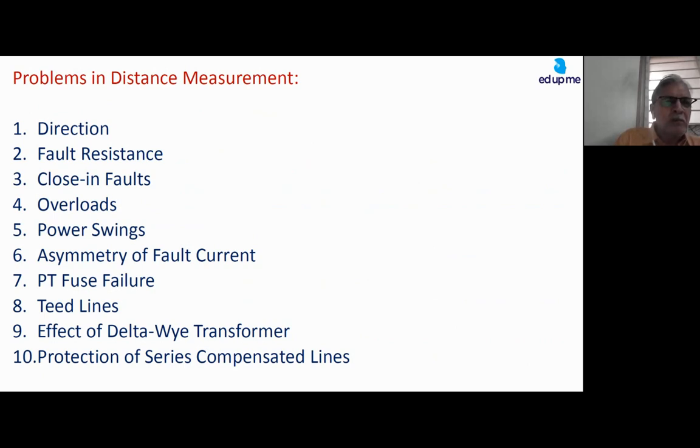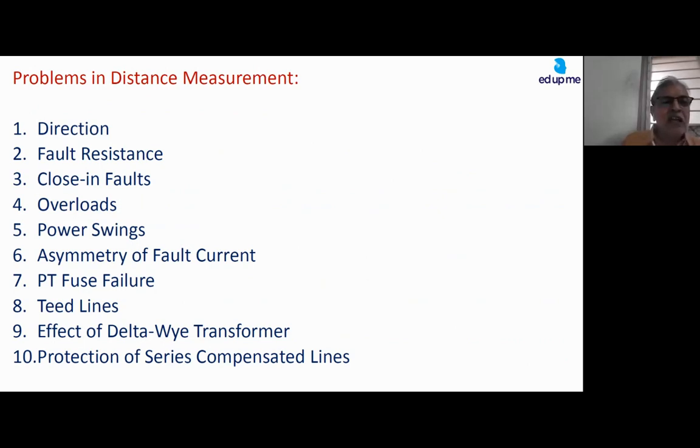So the problems are direction, fault resistance. The fault has resistance in it. Fault is not just a fault. There will be some fault resistance. Line to ground fault means tower resistance, soil resistance, many resistances are there. If the fault occurs very close to the relay, then the relay will fail to operate. Close-in faults, then what will you do? How will you find out the remedies?